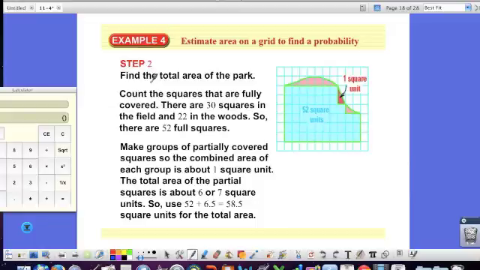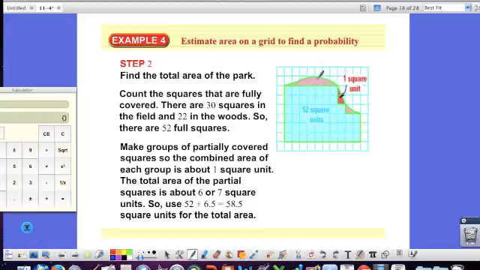Find the total area of the park. Count the squares that are fully covered. There are 30 squares fully covered in the field and 22 in the woods. So there are 52 fully covered. Make groups of partially covered squares to find the combined area of each, okay? So you're going to guesstimate here. 1, 2, 3, 4, 5, 6, 7, 8, 9, 10, 11. But they kind of combined to get that there was about 6.5.